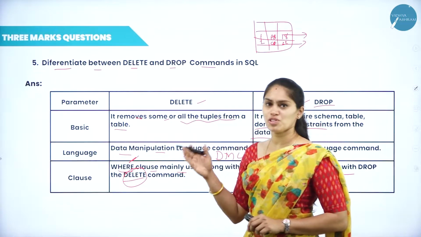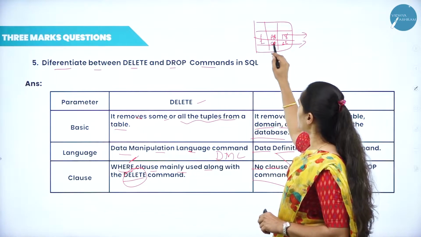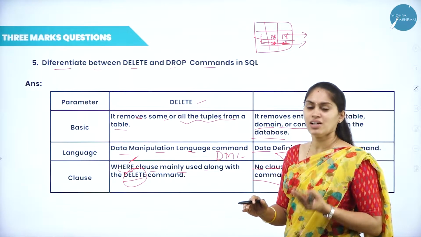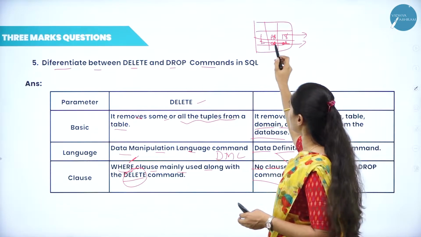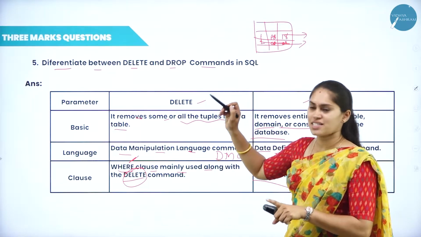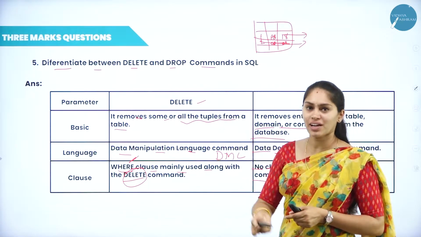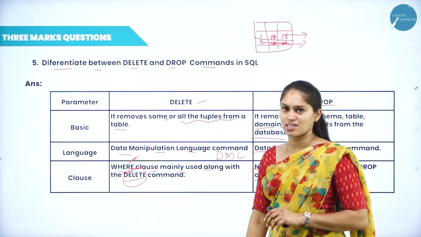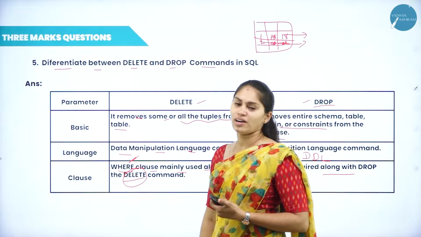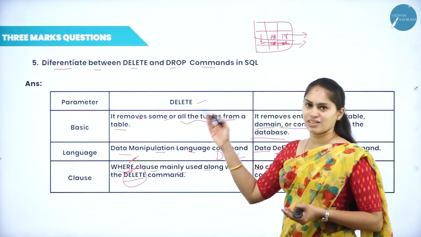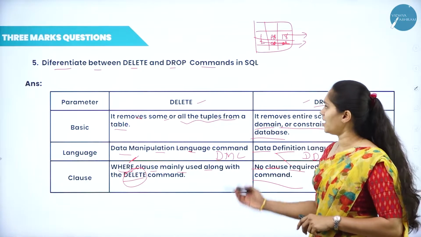Why are we going to use WHERE here? For example, if I wanted to delete this particular record or row, at that time what can I give? Delete this row: delete name from table student where student ID is equal to 2. So in order to give a condition, I can use the delete command with a WHERE clause. But that kind of clause is not required in drop. So these are the simple examples of the difference between delete and drop in SQL commands.